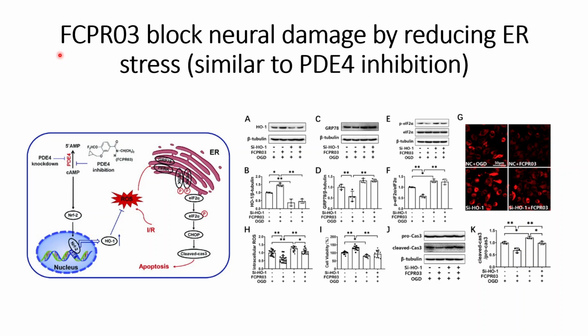In this video, we will continue our discussion about how FCPR03 blocks neural damage by reducing the ER stress. In the previous video, we discussed some of the experiments that support this point, that FCPR03 works by reducing the ER stress, and it works similar to how PDE4 inhibition works.